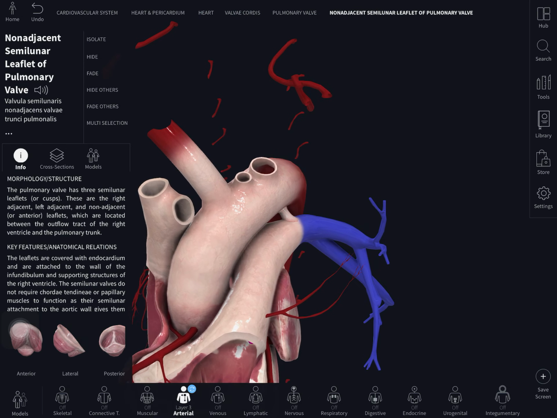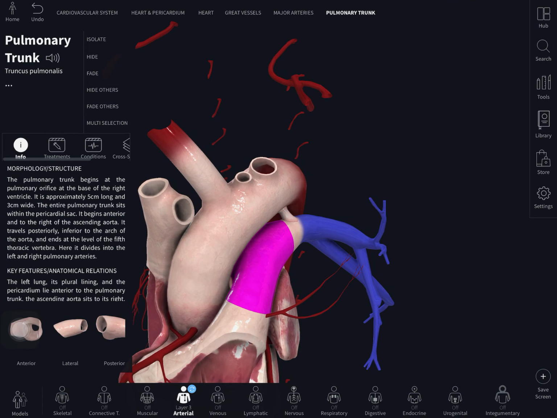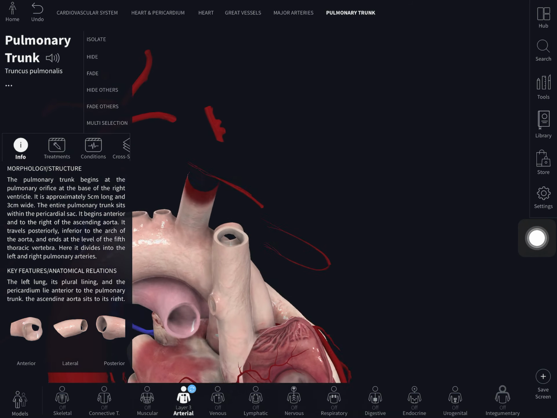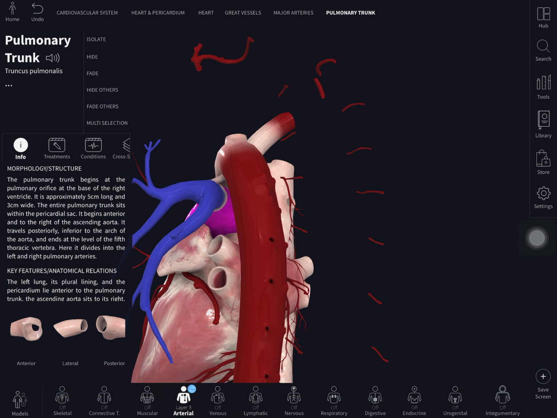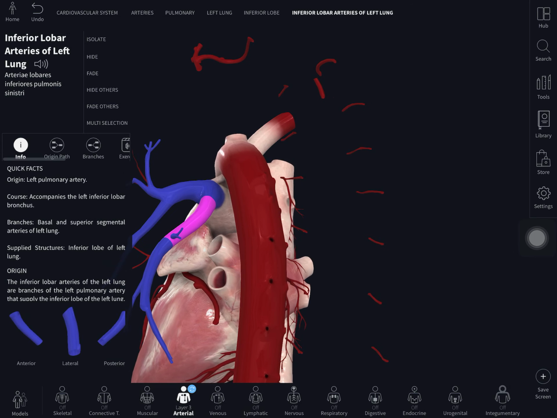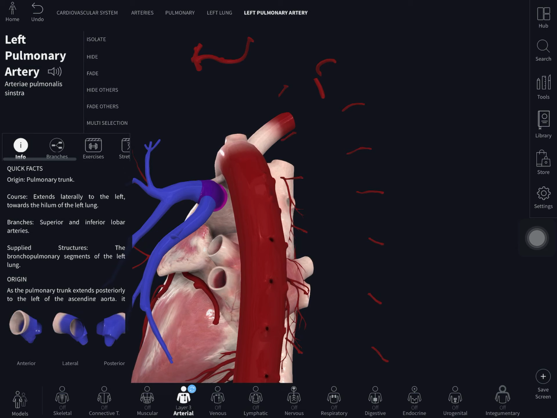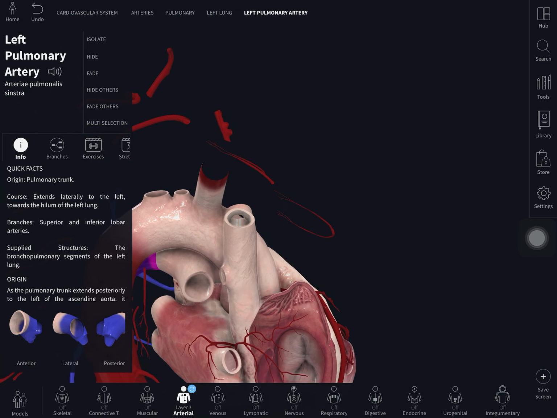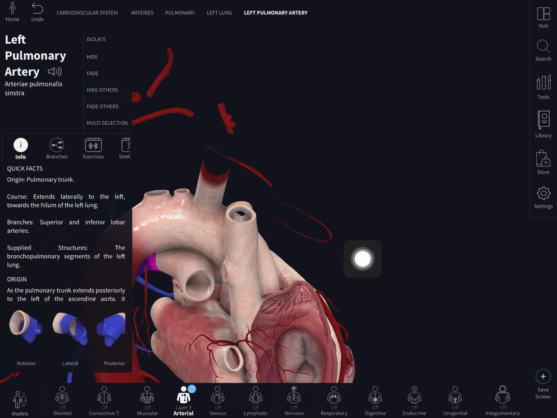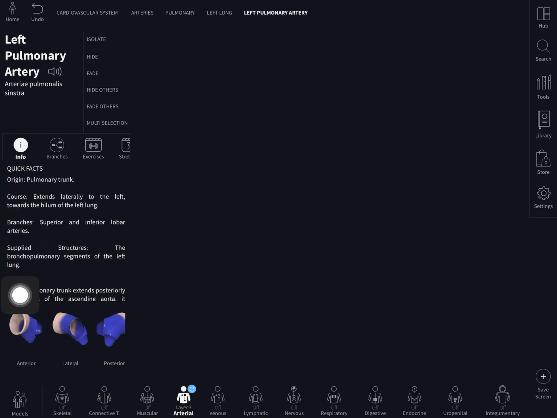So from here, the blood goes into what is called the pulmonary trunk. It divides into the right pulmonary artery and the left pulmonary artery. You can see this branch is the right pulmonary artery going to the right lung. This is going to the left pulmonary artery, and on the other side, this opening is the right pulmonary artery, going to the right lung.